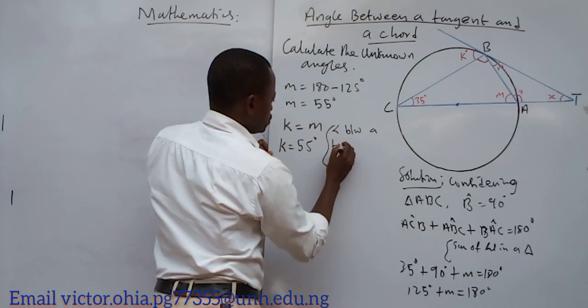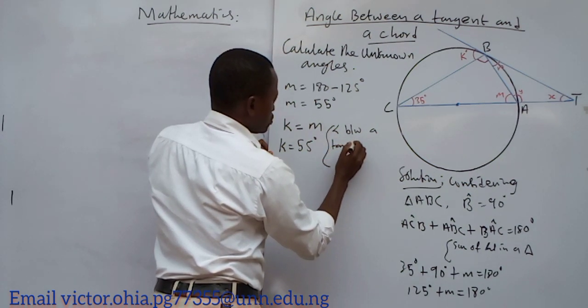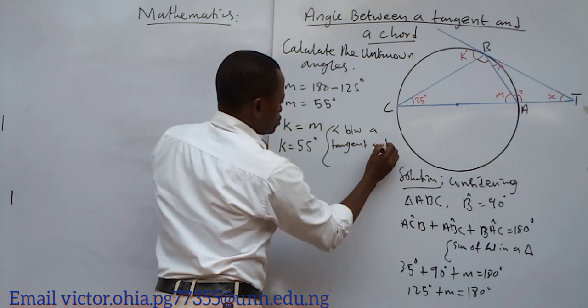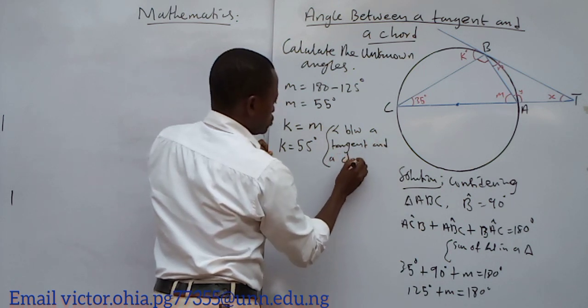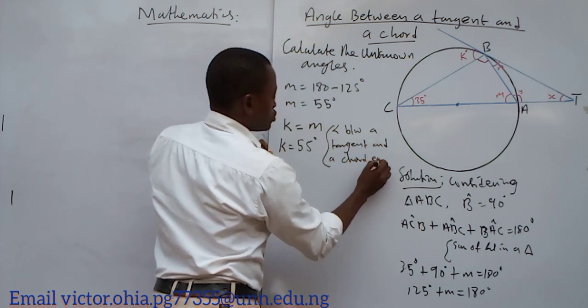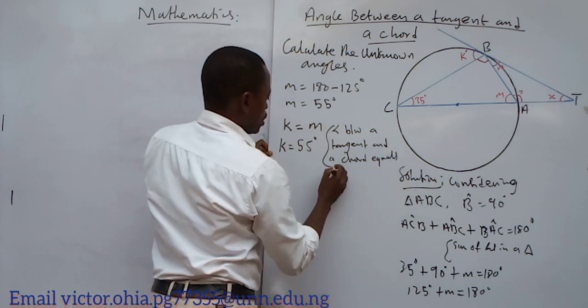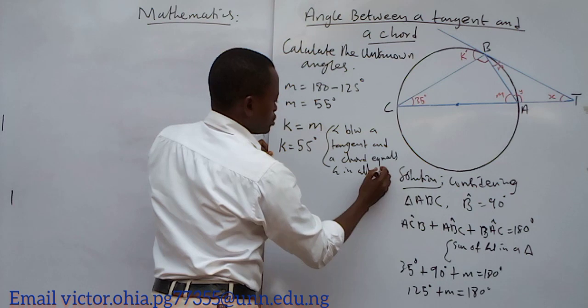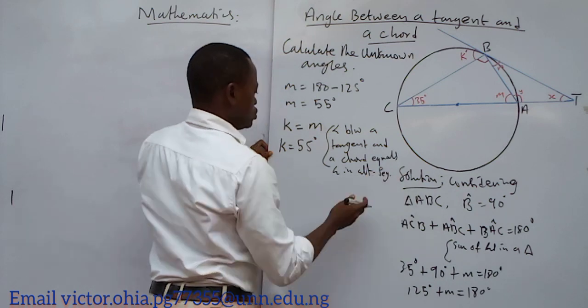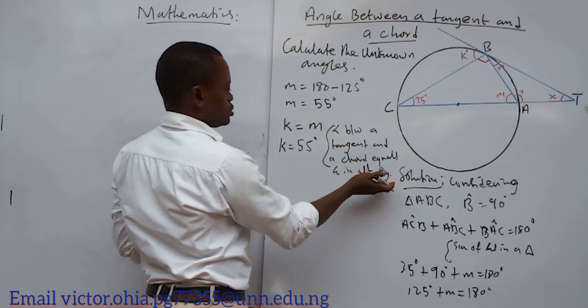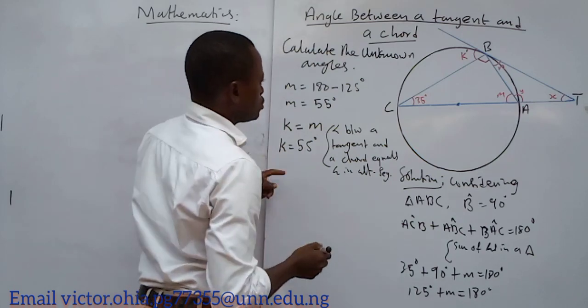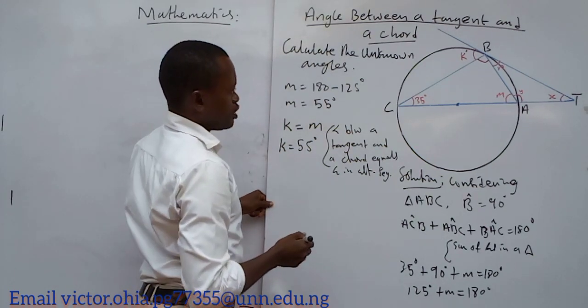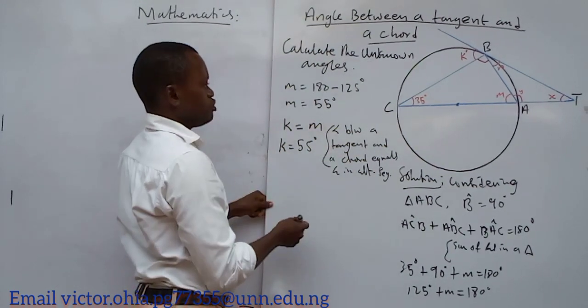Between a tangent and a chord equals angle in alternate segment. I'll be using this abbreviation, so you just take them. Alternate segment. Okay, so K is 55 degrees, backed up by this theorem.